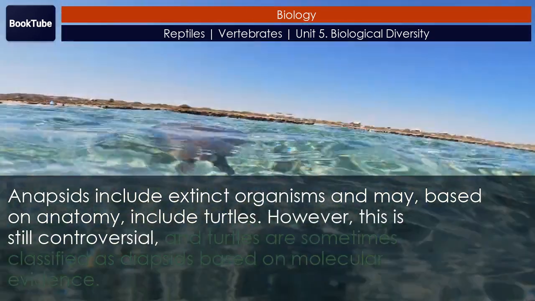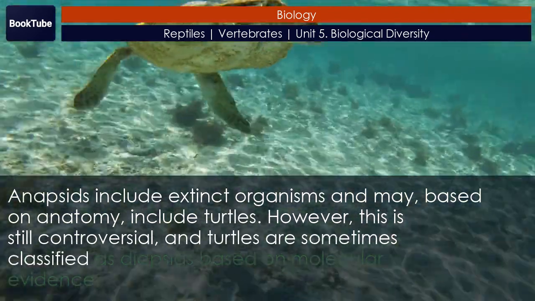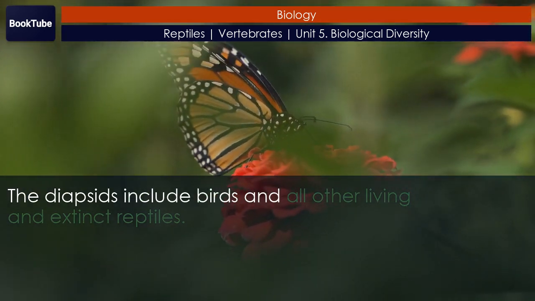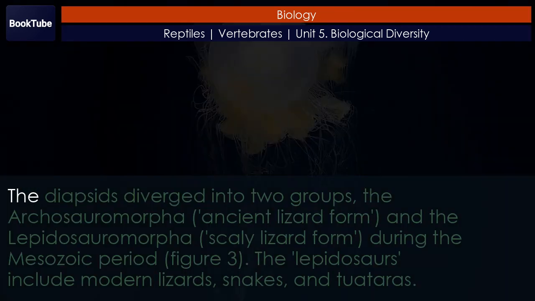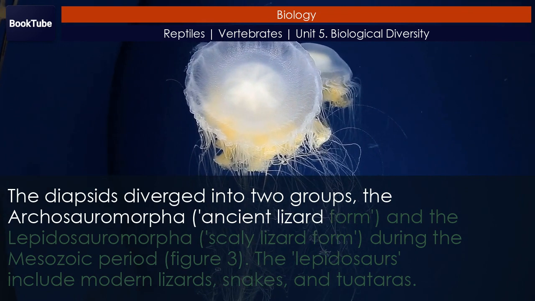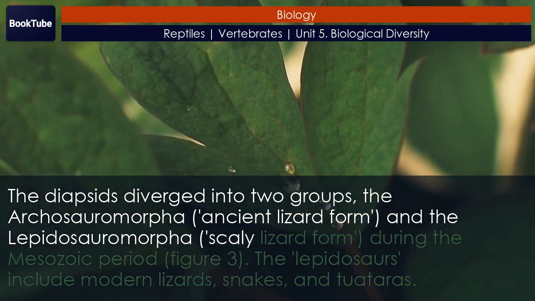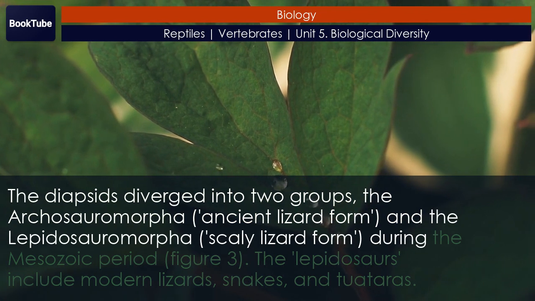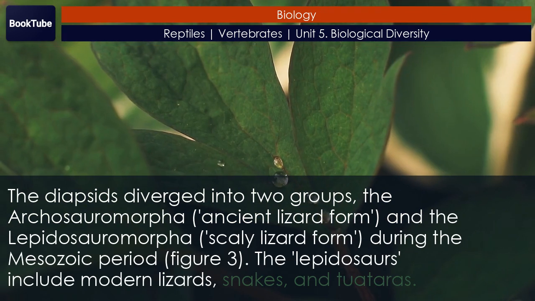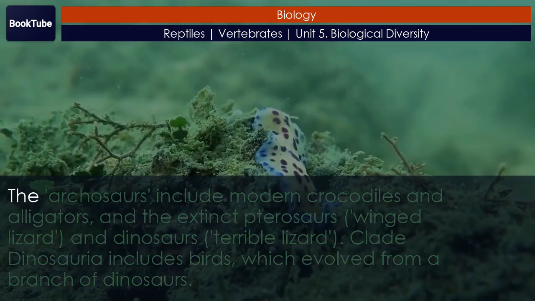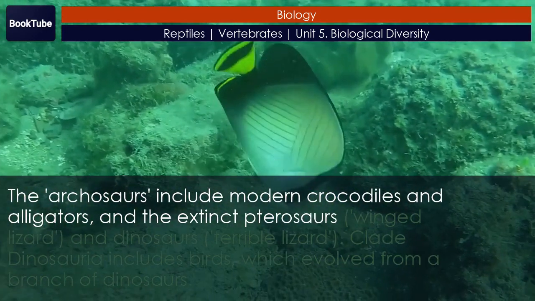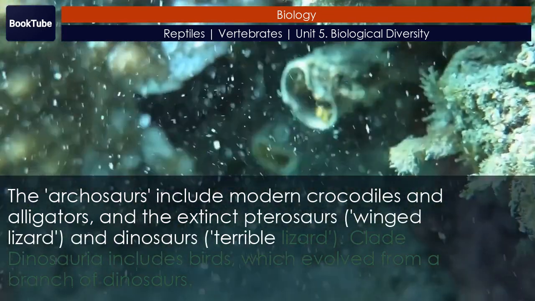However, this is still controversial, and turtles are sometimes classified as diapsids based on molecular evidence. The diapsids include birds and all other living and extinct reptiles. The diapsids diverged into 2 groups: the Archosauromorpha, ancient lizard form, and the Lepidosauromorpha, scaly lizard form, during the Mesozoic period. Figure 3. The lepidosaurs include modern lizards, snakes, and tuataras. The archosaurs include modern crocodiles and alligators, and the extinct pterosaurs, winged lizard, and dinosaurs, terrible lizard.